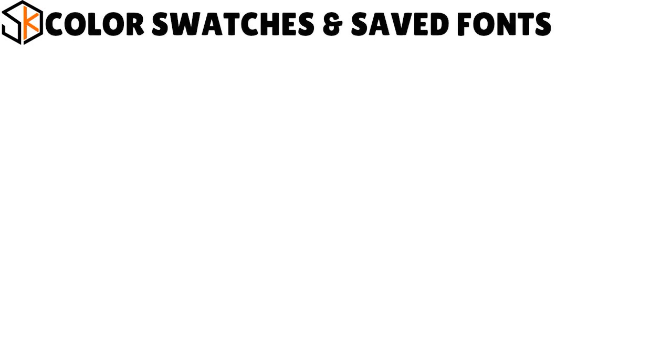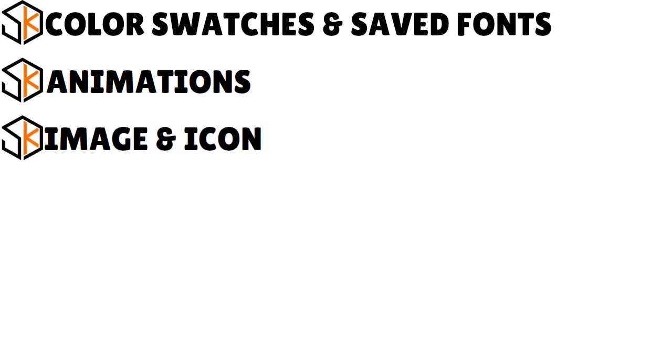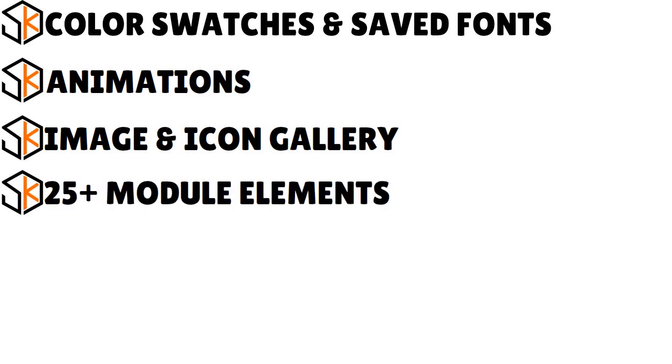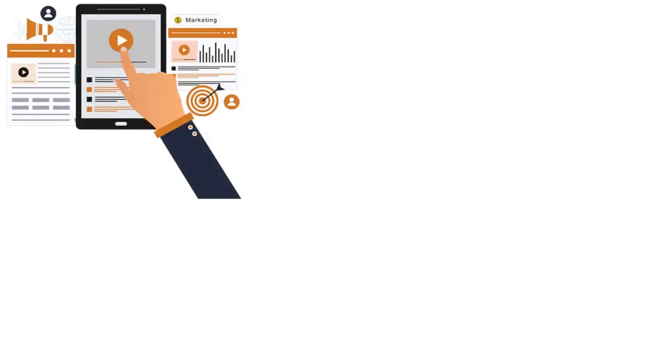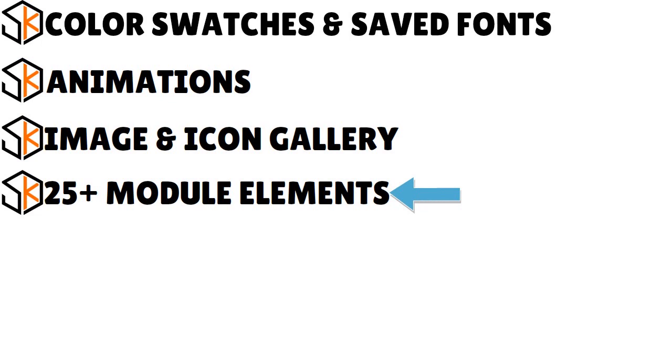That's really fantastic. So long story short, when you think about Swipe Pages, I want you to think about animations also. I want you to think about a very vast image and icon gallery. So that's really fantastic. What we love about Swipe Pages is that you have more than 25 to 30 module elements. Basically, you are able to tap into these module elements. Some companies call them blocks, others call them widgets. Swipe Pages calls them modules. These are the drag and drop elements to create beautiful landing pages.